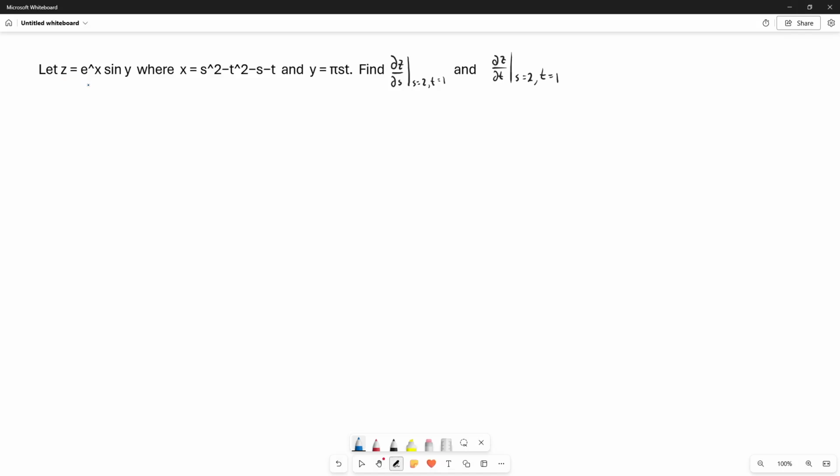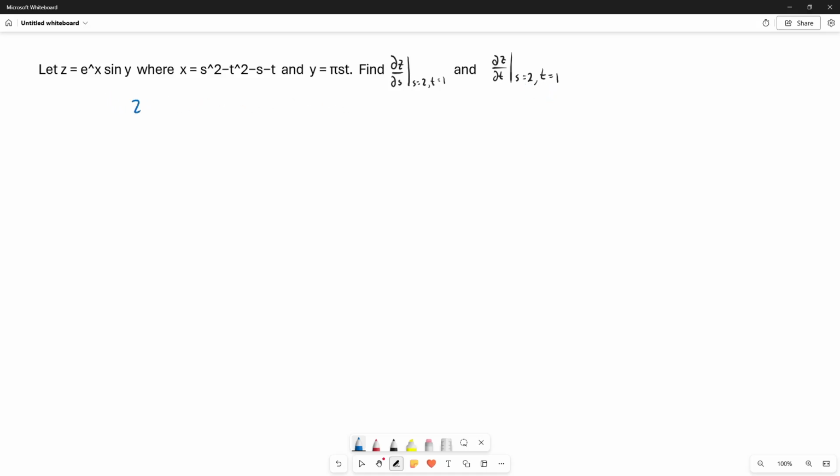Let z equal e to the x times sine of y, where x is a function of s and t. x is s squared minus t squared minus s minus t, and y is also a function of s and t. y is equal to pi st. And we would like to find the partial derivative of z with respect to s and the partial derivative of z with respect to t, both at the point s equals 2, t equals 1.